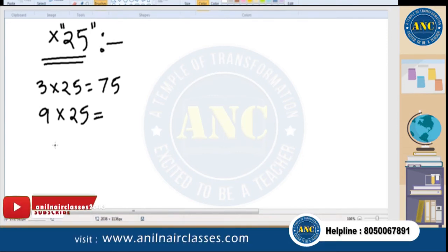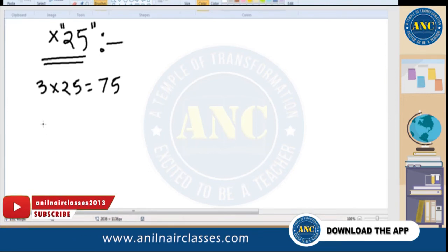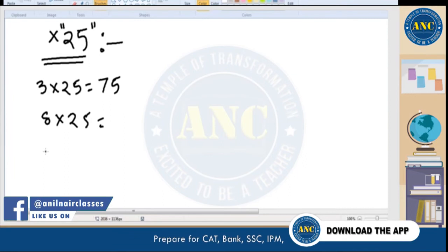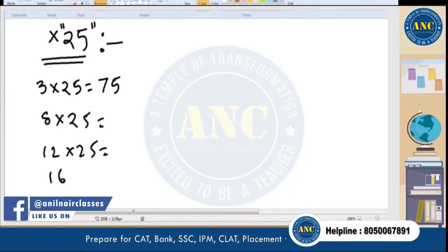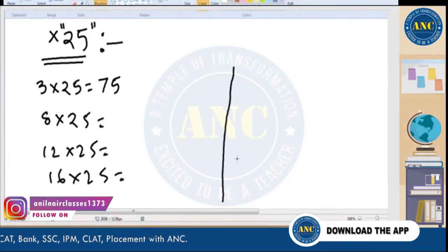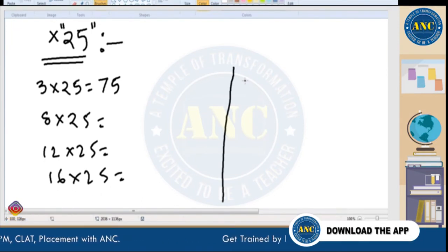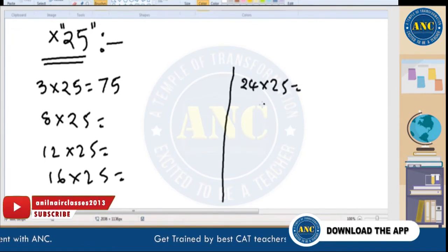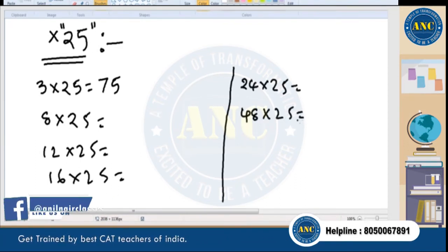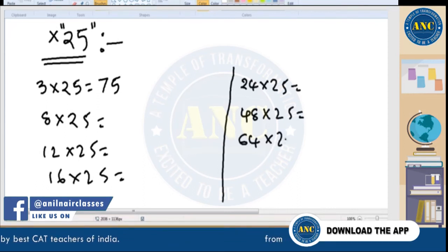Not this 9 into 25 also. Let me take the easy examples. What are they? 8 into 25, 12 into 25, 16 into 25. Many of you, I hope you got the logic already. 24 into 25. I hope you got the logic now. 48 into 25. 64 into 25.